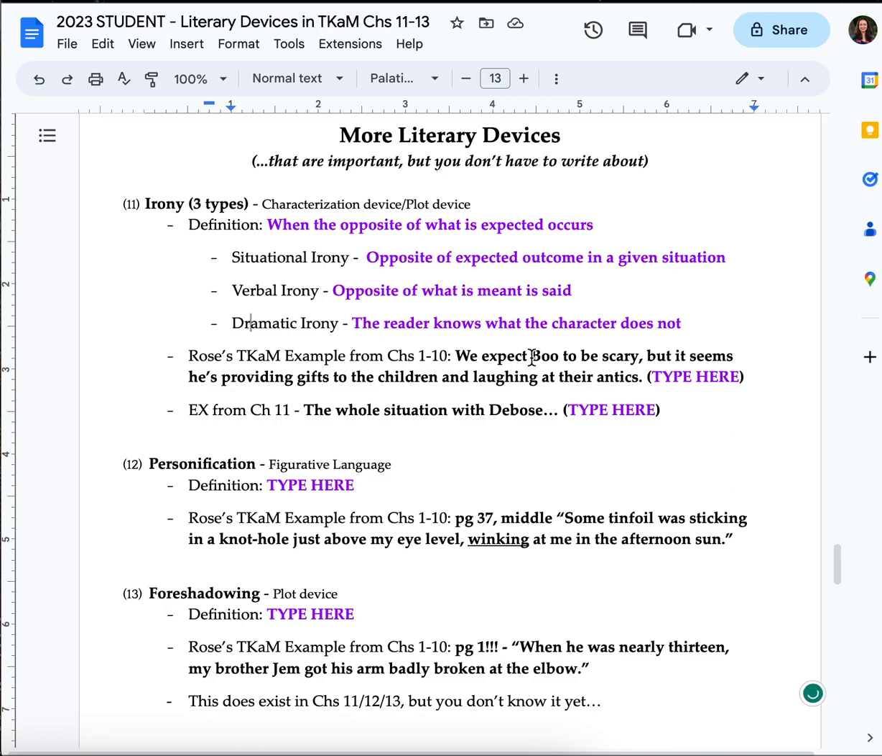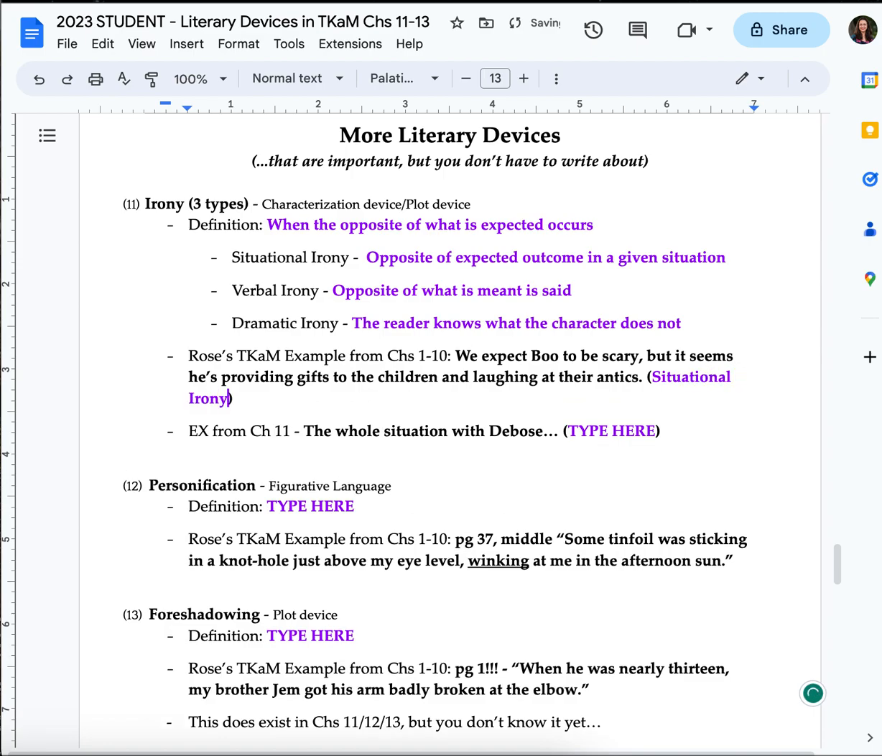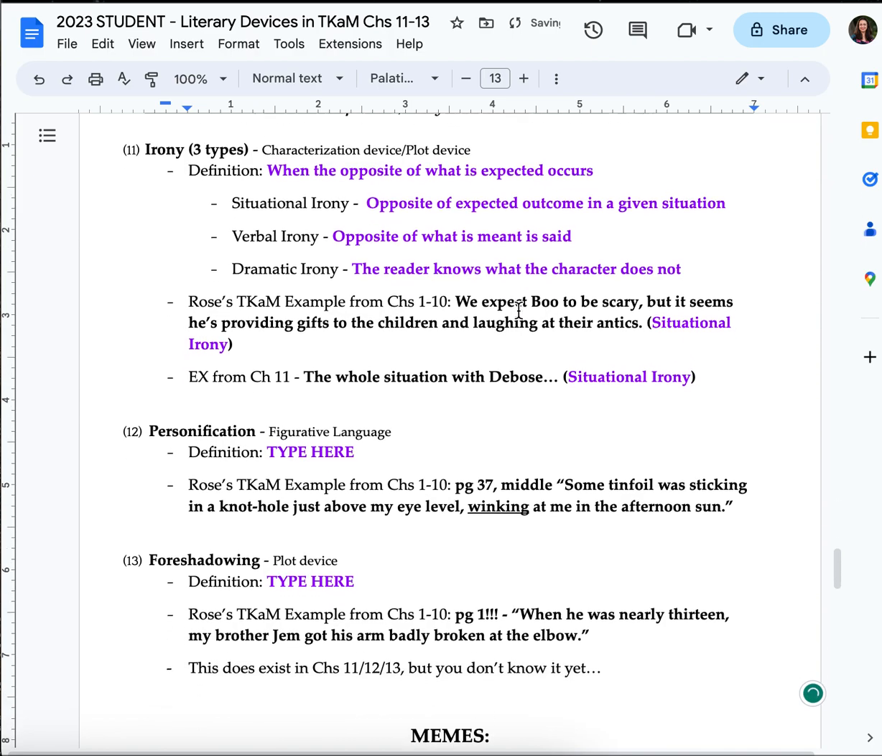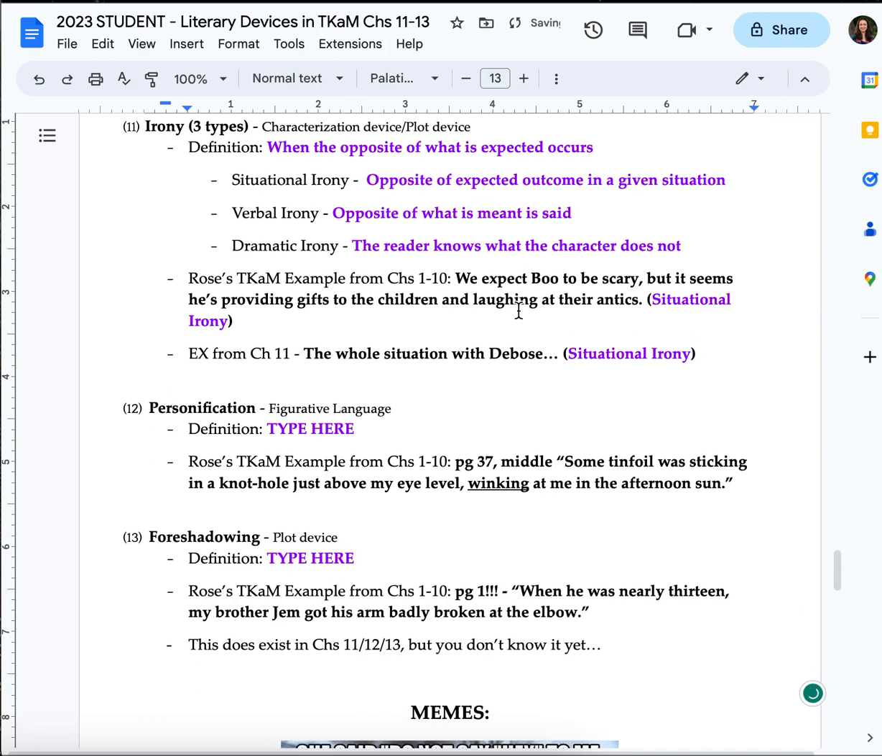So my example is that we expect Boo to be scary, but it seems like he's providing gifts to children and laughing at their antics and putting blankets on them. So in this situation, the opposite of what is expected is what is occurring. The whole situation with Miss DeBose is the same. We expect her to simply be torturing these children, and yet she's there to teach us an incredibly powerful lesson.